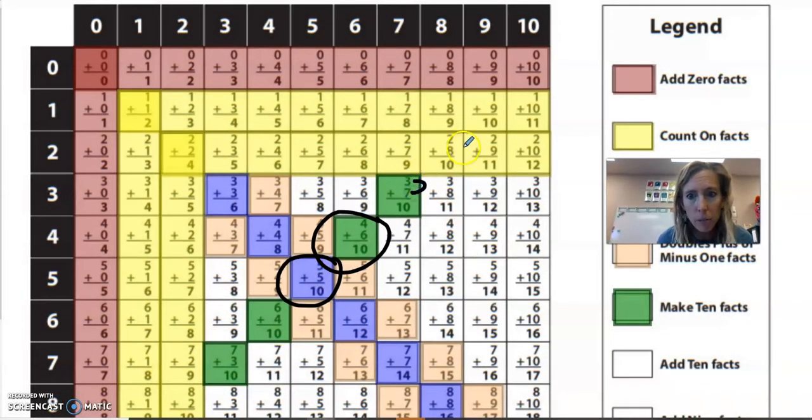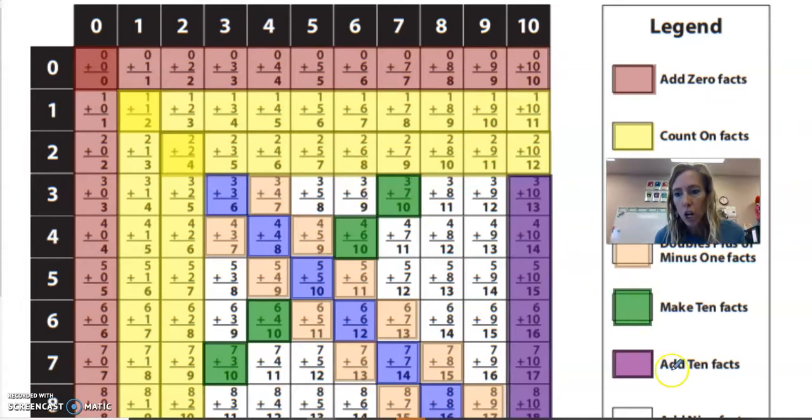3 and 7, that gives me 10. 8 and 2, that gives me 10. 1 and 9, that gives me 10. 0 and 10, that gives me 10. All right, the Make 10s, those are awesome facts. Another set to know are the Add 10 facts. These, again, are some of my faves.